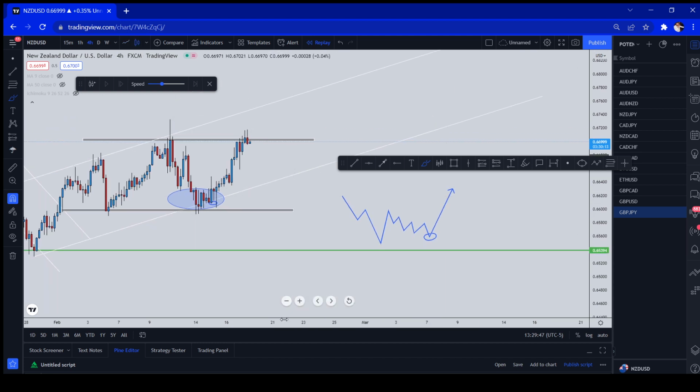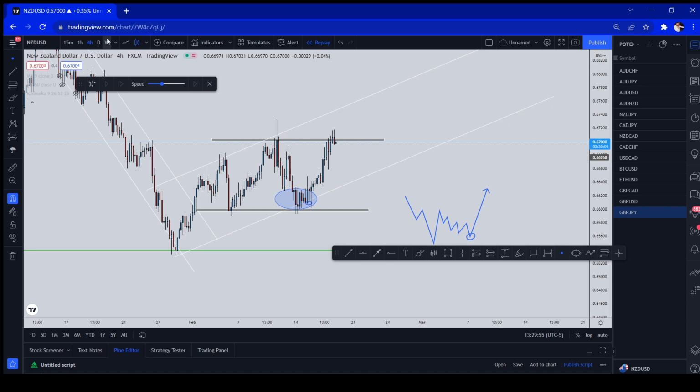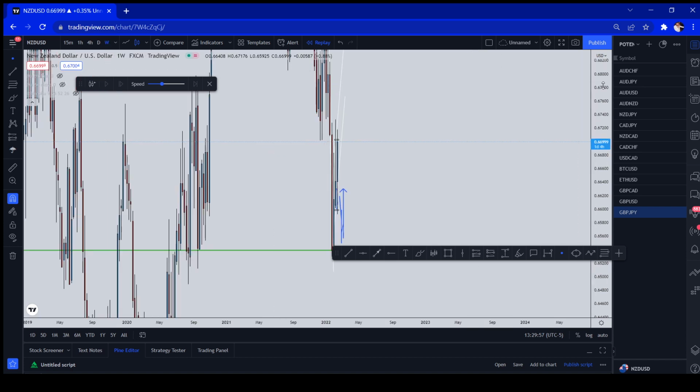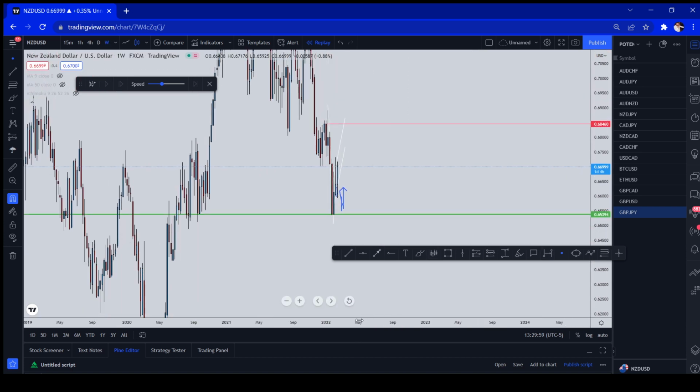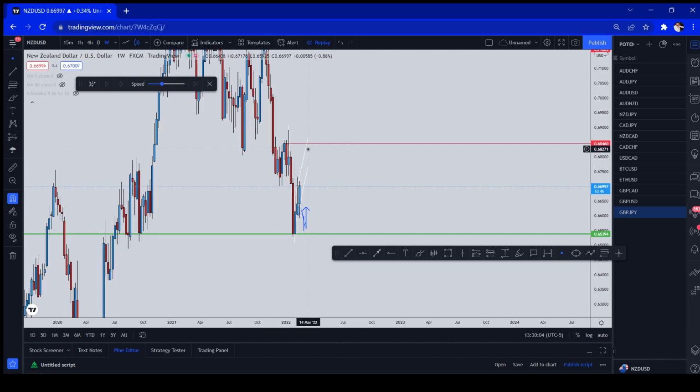But this has been it with the trade breakdown for NZD USD. I hope you enjoyed. We literally broke this down from the weekly time frame all the way to the 4 hour time frame, which is very, very sick. Hopefully, we can catch a few more entries before price does a nice little madness. But for that, my people, I'll leave it at that.